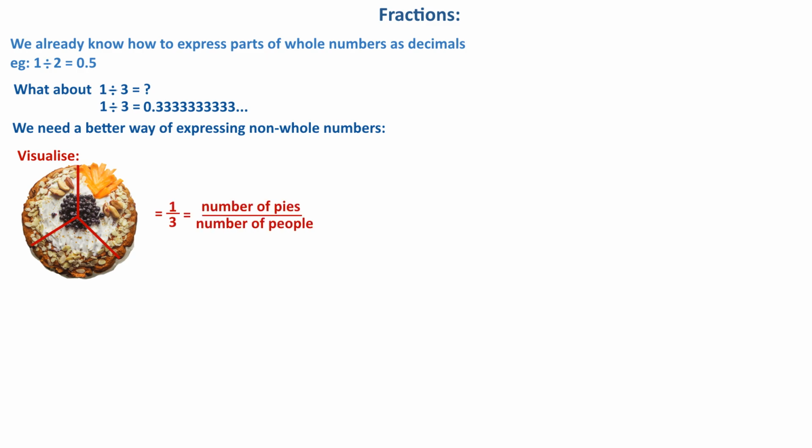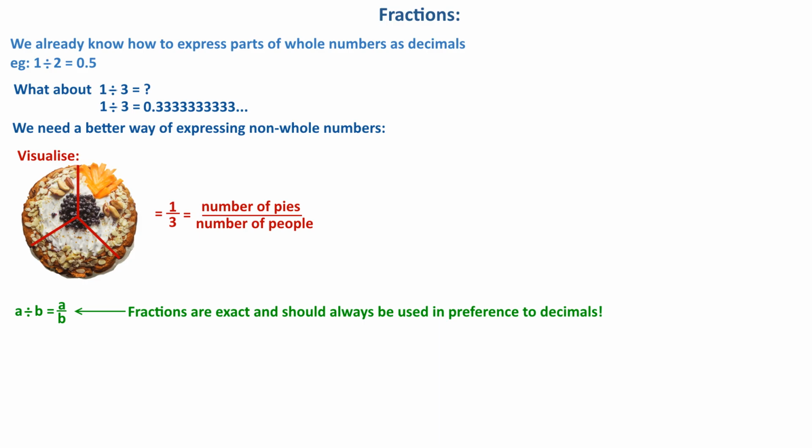We can generalize this and say that if we have any two random numbers, a and b, and we divide them by each other, so a divided by b, that is equal to the fraction a over b. The advantage of using fractions is that they're exact and they should always be used in preference to decimals.